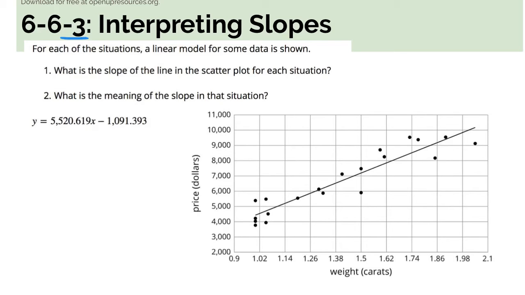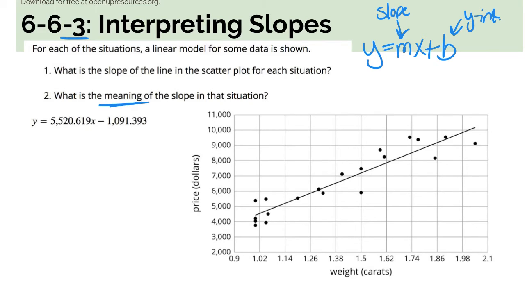And the first thing we want to know is, what is the slope of the line? Well, looking at our equation, this is our slope right here, that number in front of x. So think back to that y equals mx plus b form. m was the slope, b was your y-intercept. So write that down. So our slope is 5,520.62. And what is the meaning of that slope? That's the most important thing here.